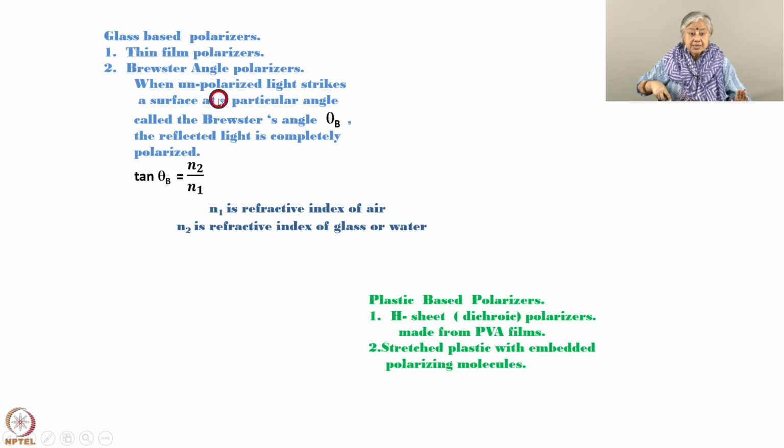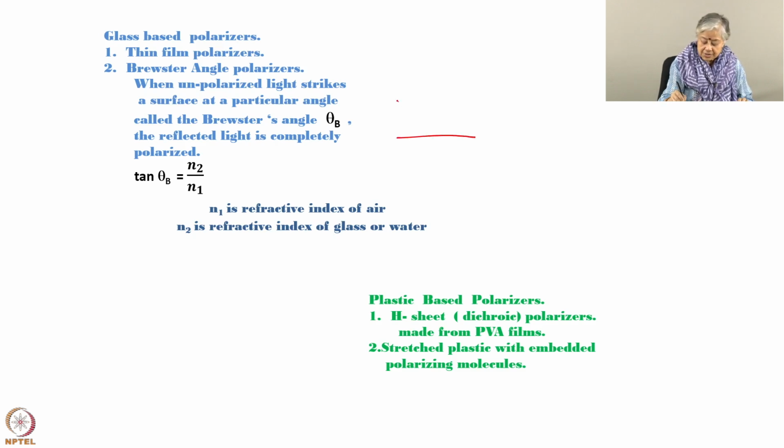Brewster angle polarizer: when unpolarized light strikes a surface at a particular angle called the Brewster angle theta b, the reflected light is completely polarized. Okay. Tan theta b is equal to N2 by N1. N1 is the refractive index of air and N2 is the refractive index of glass or water. Okay, so this I have introduced to you even before, or you may be just knowing it.